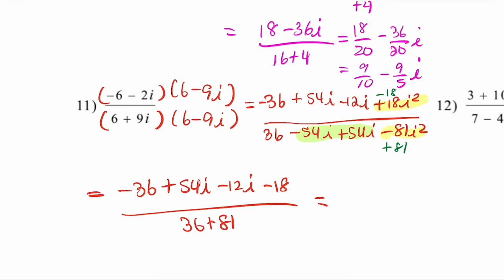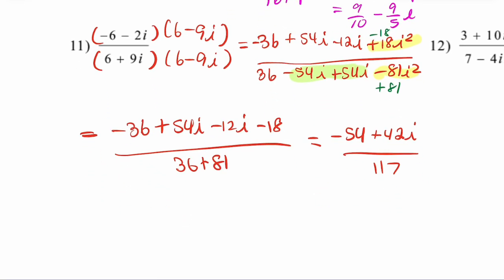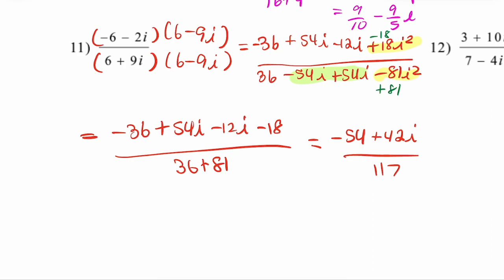And now it's just a matter of mushing stuff together. Negative 36 minus 18 is negative 54. 54 minus 12 is positive 42. That's got an i on it, so it keeps an i on it. And then 36 plus 81 is 117. Are we good? Is everybody with me at that particular spot where we're at? Okay. And then split it apart so it is in proper form.